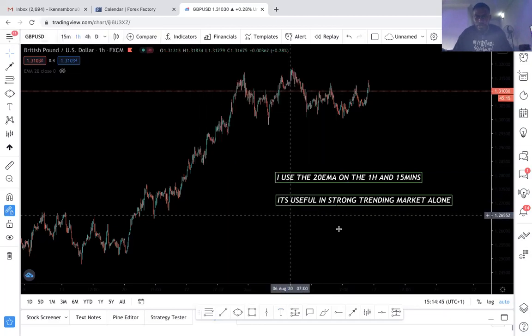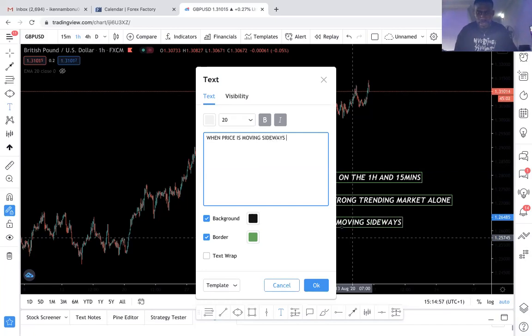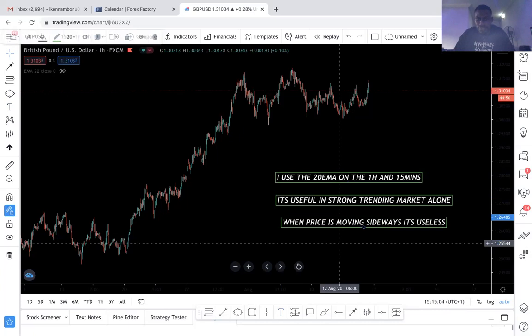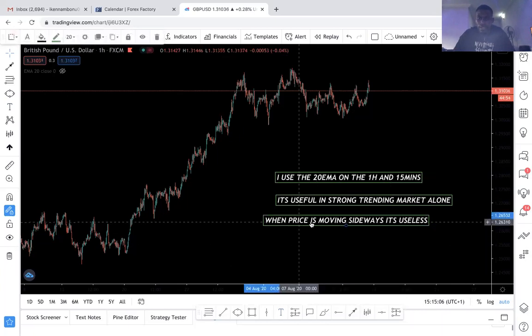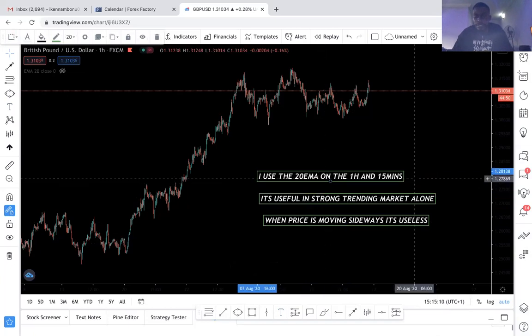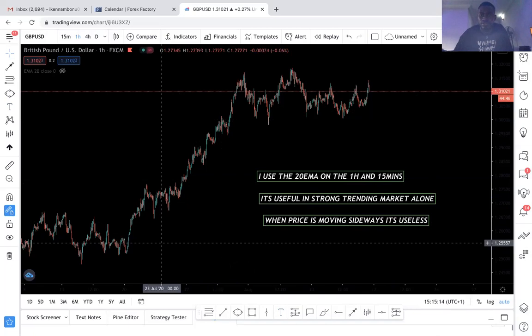And the 20 EMA also, when price is moving sideways, it's useless. Which means when price is consolidating, it's useless. So I use the 20 EMA on the 1 hour and 15 minutes, and it's useful in a strong trending market alone, just like what you can see here on GU.